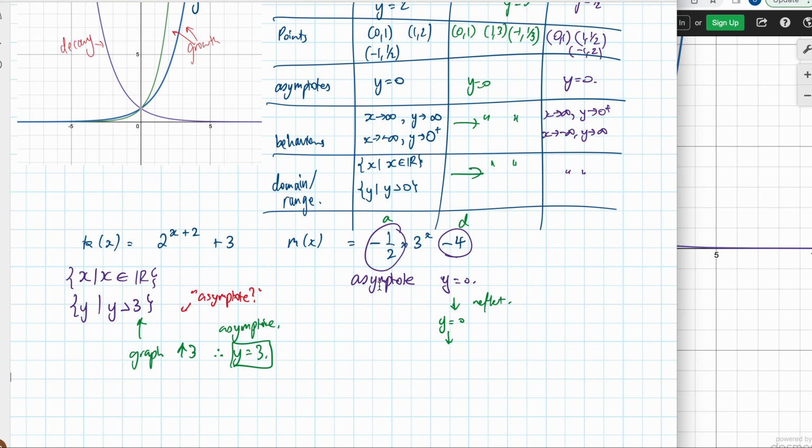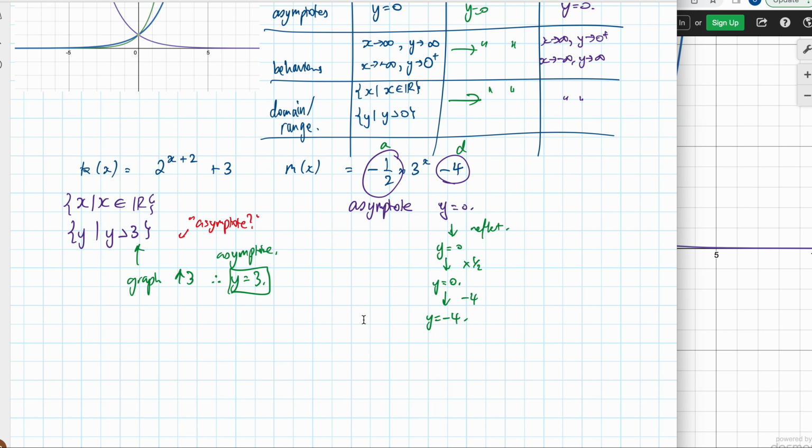Then what happens if I stretch all my y values by a half? Well, if I timed all my y values by a half, y is still 0, right? So the only thing that's going to impact this asymptote is going to be this take 4, right? I'm shifting the graph down 4, including the asymptote. So here's my new asymptote, y is equal to negative 4. So now we can answer this question. We can say that the domain x still all reals, but y, the values has to be greater than negative 4.